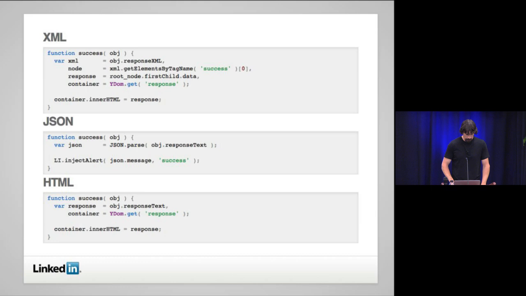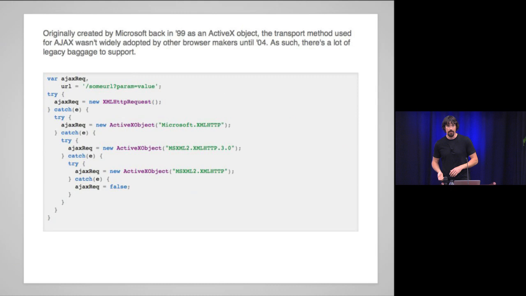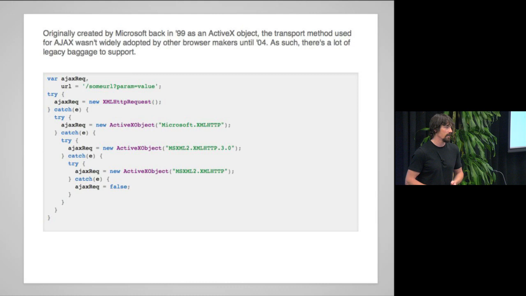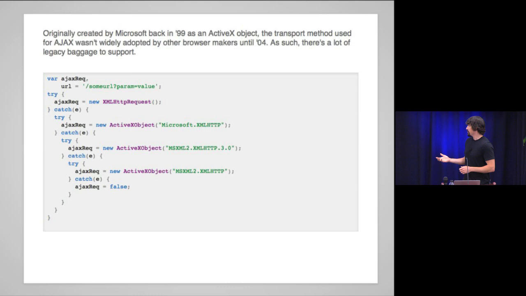So you might be wondering why we have to use a library here. We're using YUI 2.9, I think it is, or 2.8, and the reason lies in that AJAX is really old. Microsoft originally introduced it as an ActiveX object, I think, with Outlook Express back in 99. And it wasn't really until 04 that it was widely adopted by WebKit and Mozilla. And as such, there's a lot of legacy stuff that's still lingering around.